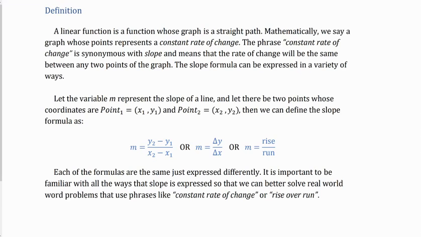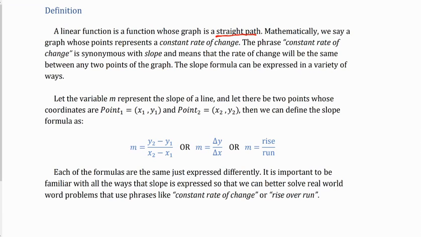A linear function is a function whose graph is a straight path. Mathematically, we say a graph whose points represent a constant rate of change. The phrase constant rate of change is synonymous with slope, and it means that the rate of change will be the same between any 2 points of the graph.